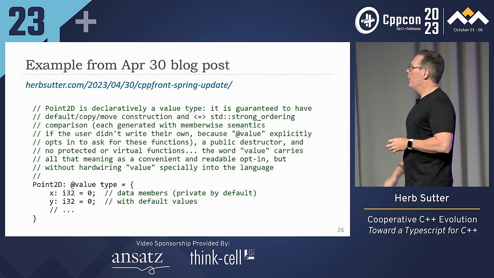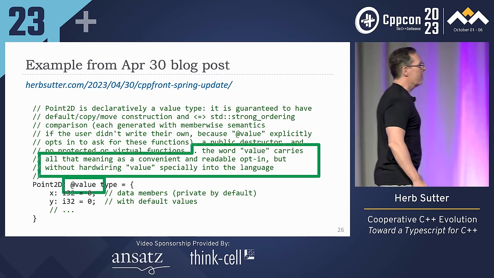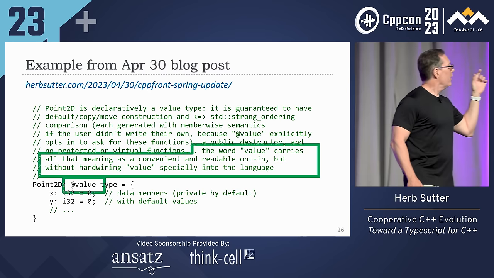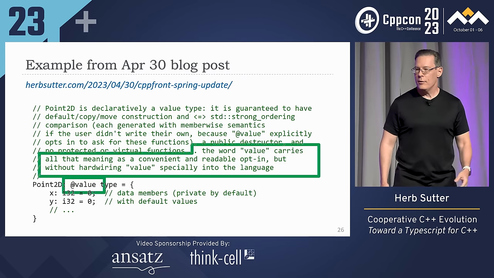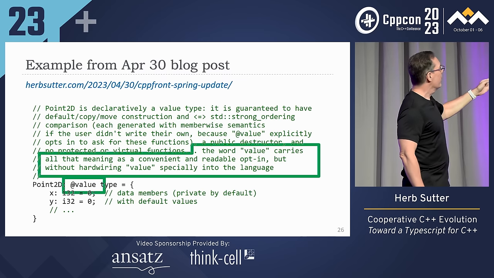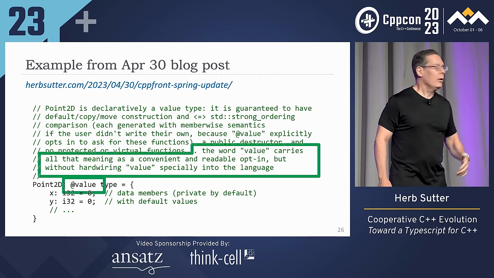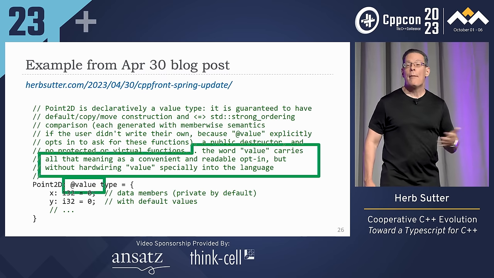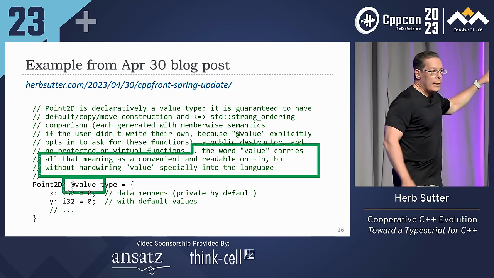Here's another example. So again, there's lots of description about what this meta function in particular does, but the key part is here at the bottom where it says the word value says all that as a convenient and readable opt-in without hardwiring regular type into the language. We all know what a regular type is. If I want to write one, in syntax 2, all I say is .2d is a value type. And then I don't have to write, oh, is it comparable? That generates comparison, including strong orderings. It generates that you have member-wise copy and move, and you never need to equals delete, because you only get what you opt into.